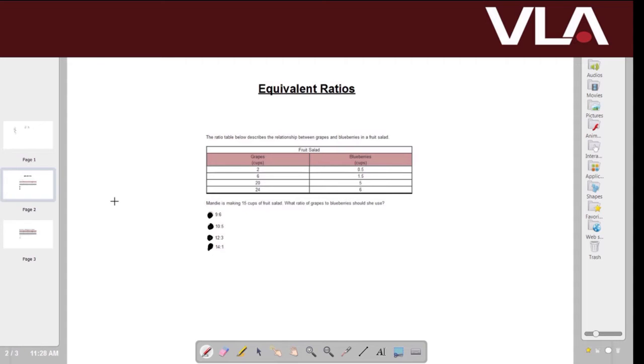In terms of equivalent ratios, though, I just want you to think of them as equivalent fractions. So what does that mean? It means if you reduce the fractions to their smallest form, they'll be the same number.